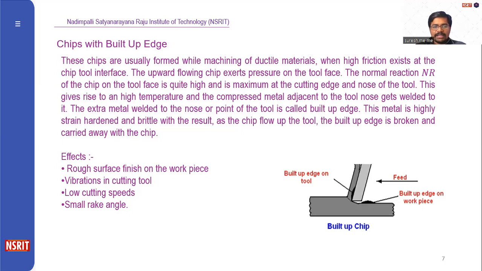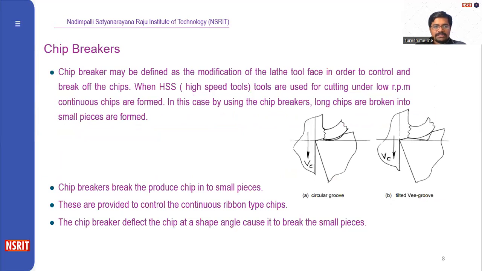This metal is highly strain hardened and brittle. As the chip flows up the tool, the build-up edge is broken and carried away with the chip. Due to this, we get a rough finish on the workpiece, vibrations in the cutting tool, and low cutting speeds, small rake angle. We can observe this type of chips with build-up edge. Generally, we do not prefer chips with build-up edge, because due to this we obtain a very poor surface finish product.